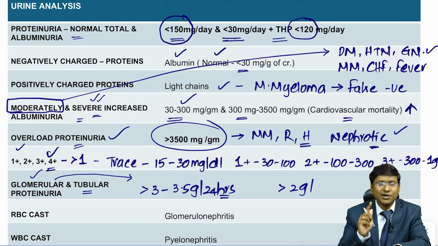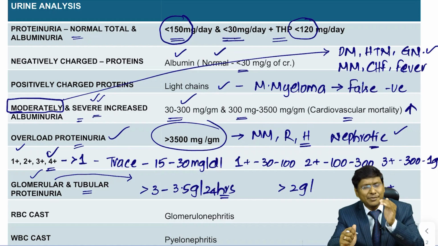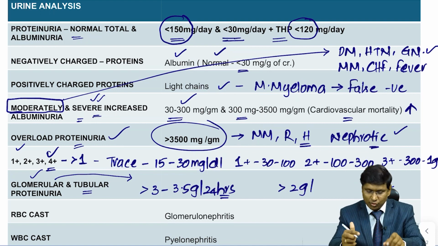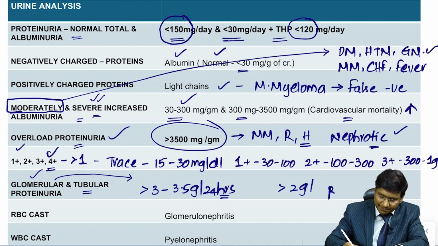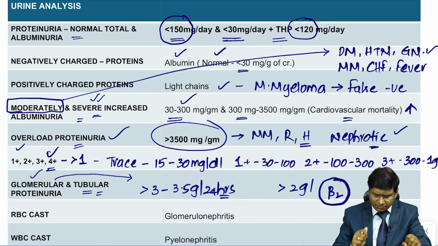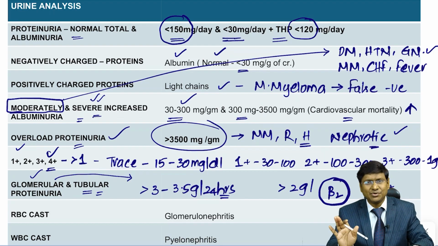And in glomerular proteinuria, the predominant protein that is excreted out is the albumin, whereas in case of the tubular proteinuria, the predominant protein that is excreted out is the small molecular weight proteins, and these small molecular weight proteins are the beta-2 microglobulins. That is what is being excreted out in case of the tubular proteinuria. So this is about the proteinuria.